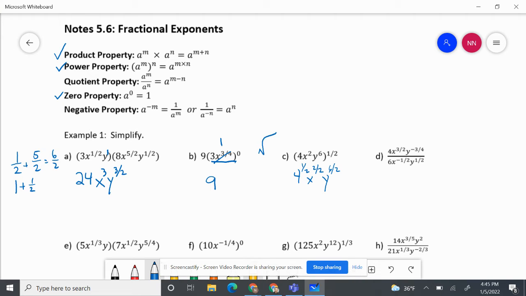4 to the 1/2, this is what we talked about last time. That would be the same thing as the square root of 4, which is 2. 2 over 2 is 1, or just x. 6 over 2 is 3.